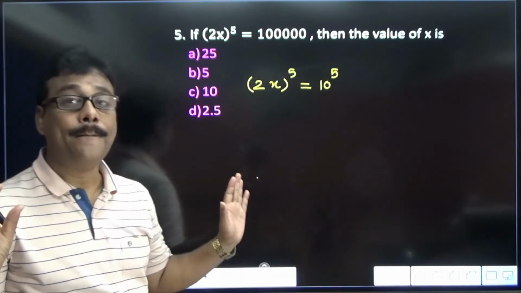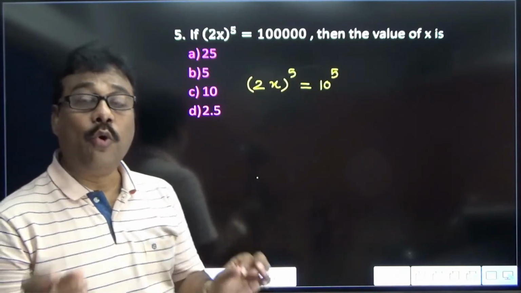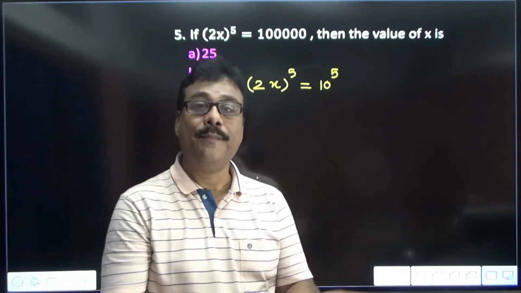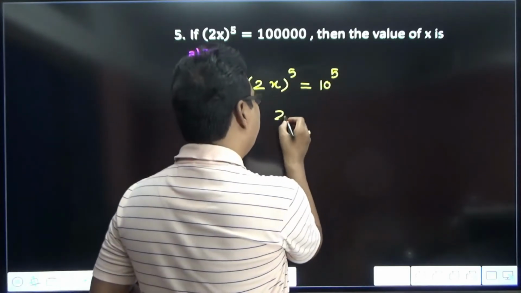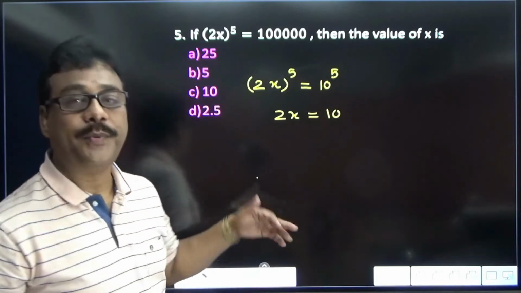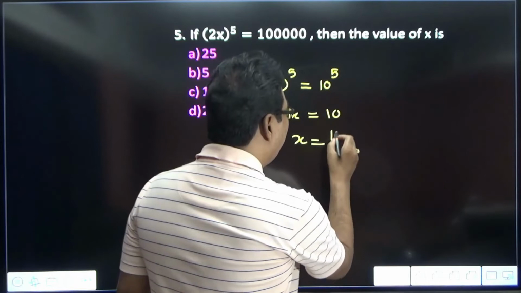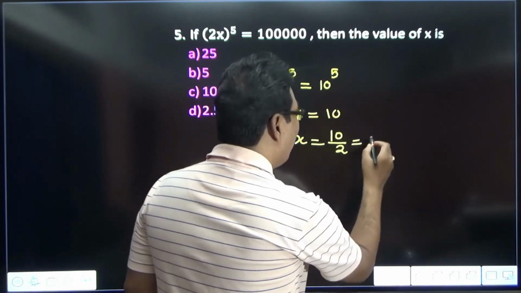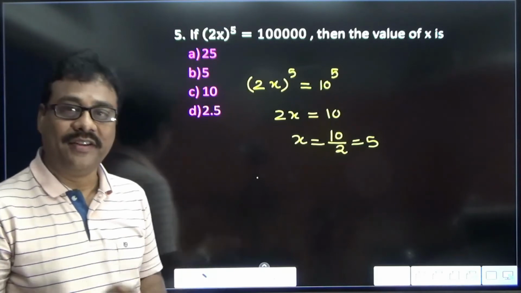So I made the power same. And I know when the powers are same, then the bases can be equated. So you can see here 2x is there and the base is equal to 10. So 2x must be equal to 10. So what will be the value of x then? 10 by 2 is equal to 5. Very good. I think all of you are getting it easily.